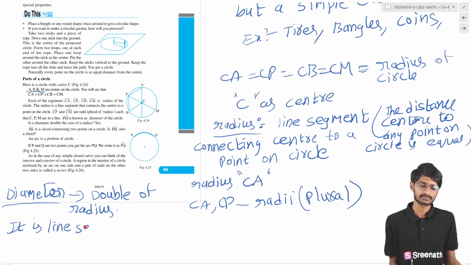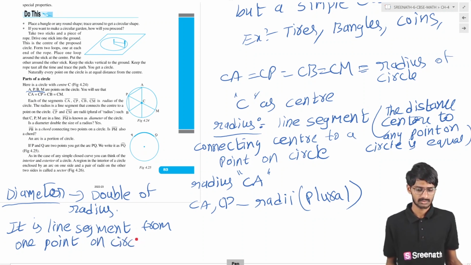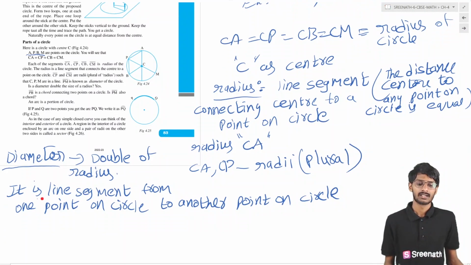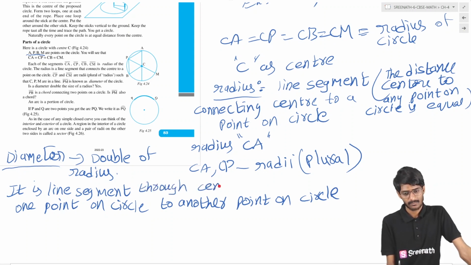It is a line segment from one point on the circle to another point on the circle. So basically it is a line segment from one point on the circle to another point on the circle, passing through the center. Or we can construct the sentence another way also: it is a line segment through the center, from one point on the circle to another point on the circle.